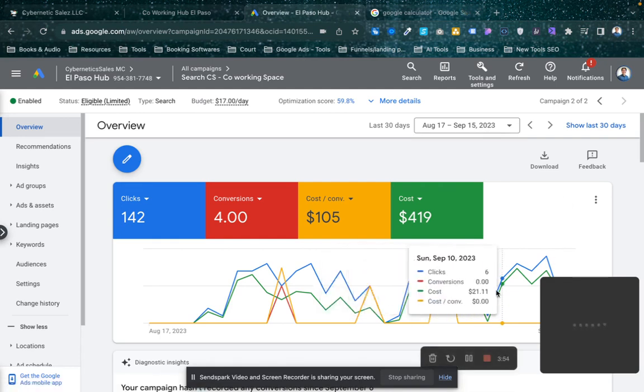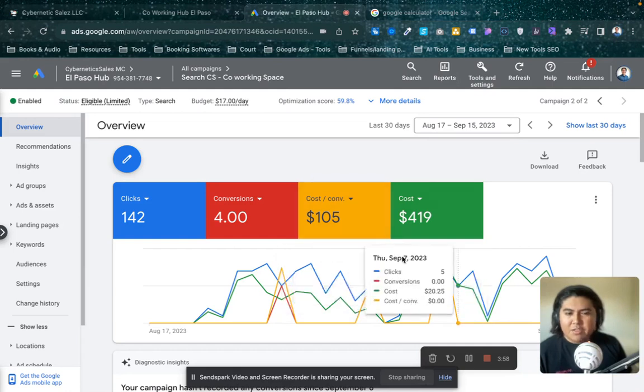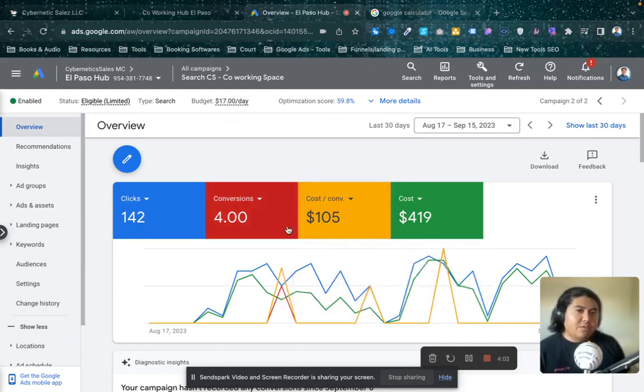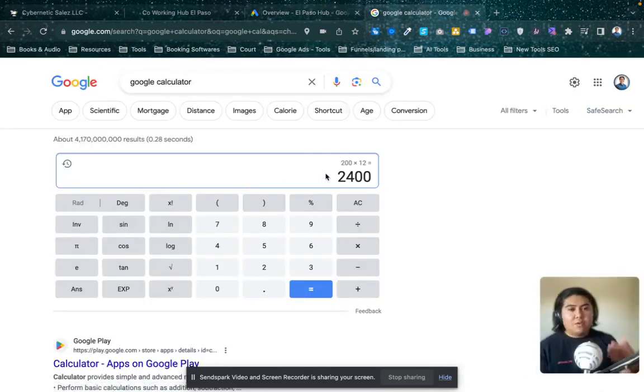And let's just say you have a 50% closing rate. Maybe let's just say you have a 25% closing rate, which is approximately what my client has. You know what I mean? So just one of those that closes is going to be 2,400, almost $2,500, right, for the year.